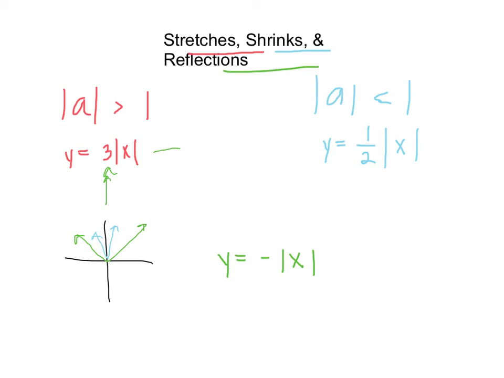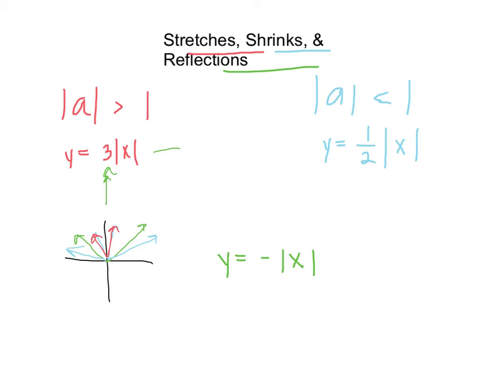Sorry, I should have done the blue one in red. The one on the right will actually be wider. Even though it has a smaller constant, it will be wider than the 3x. And I can explain this algebraically as well.